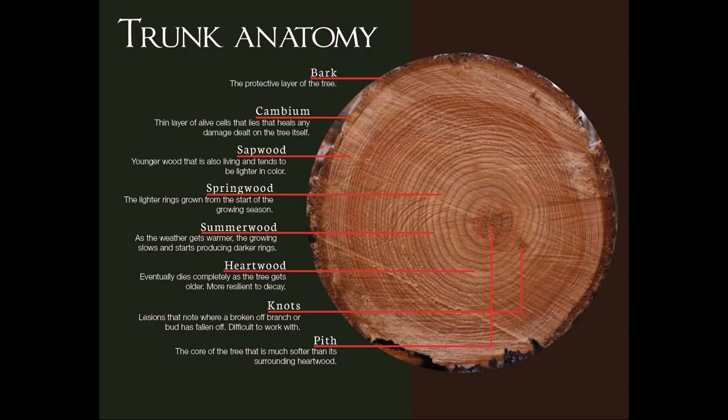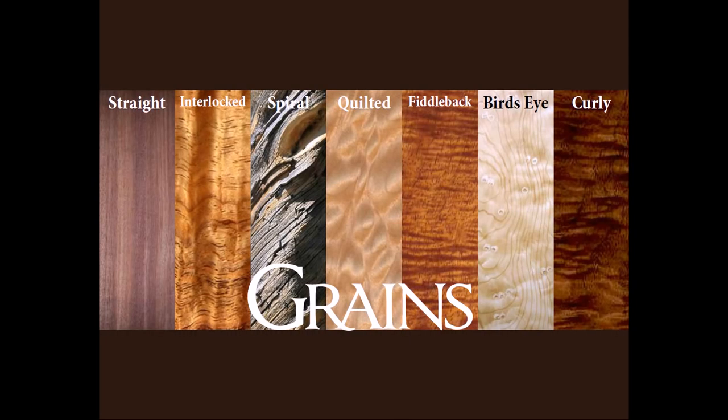Knots or lesions, which note where a branch or a bud has fallen off. And then there is also the pith, which is at the very heart of the tree, and it is much softer than its surrounding heartwood.